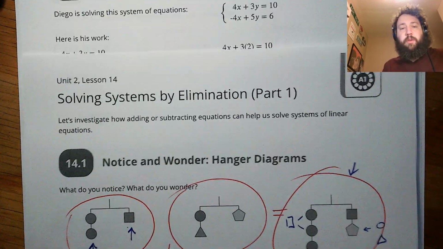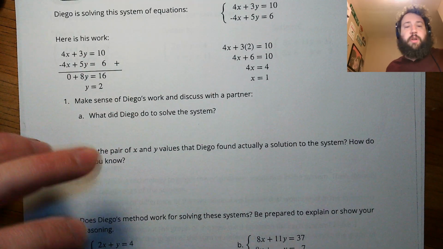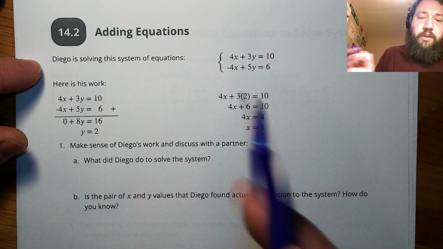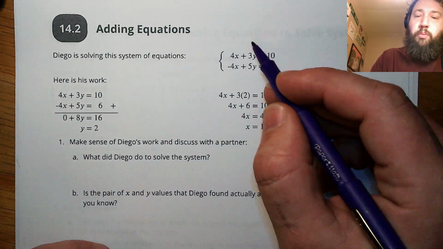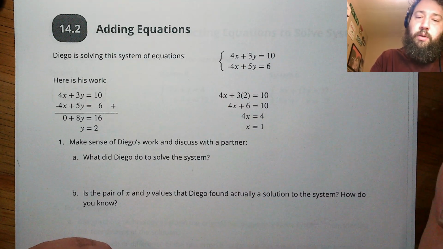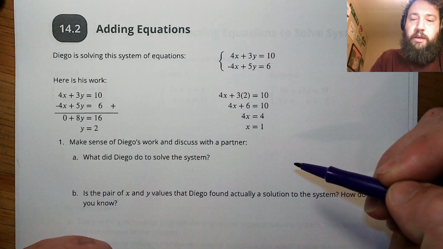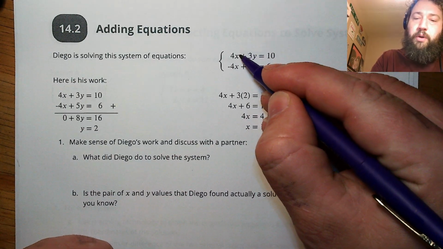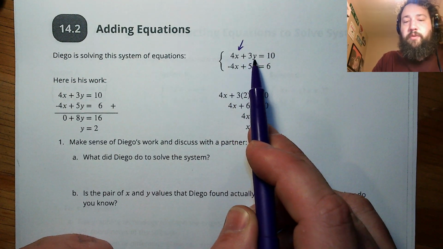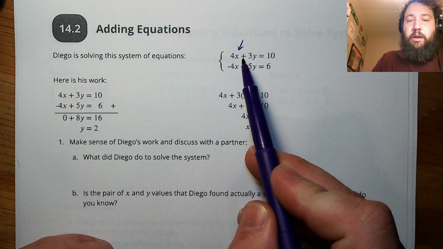I have to keep looking on the screen to see where I am. All right, we are on 14.2. Diego is solving the system of equations. Previously, we would use our substitution steps. We would look for the easiest variable. None of these look very easy. I would probably go for the x on this term here. Dividing by 4 is not too bad for that.